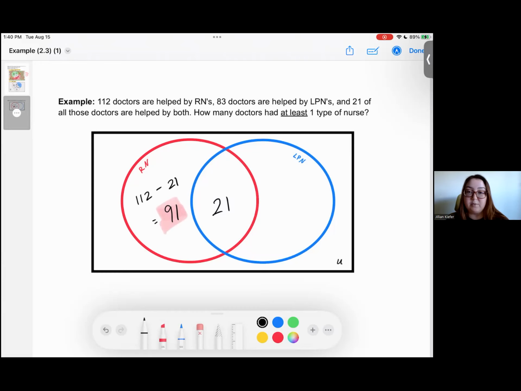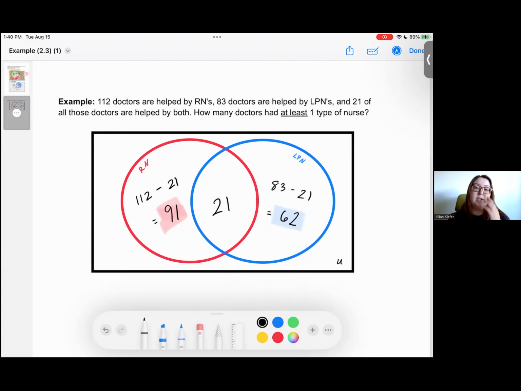Then we also have 83 doctors are helped by LPNs. We're going to do the same thing over there. We'll take 83, subtract 21. This comes out to 62. So really what we have here is 91 doctors are helped by RNs, 62 doctors are helped by LPNs, and 21 are helped by both.